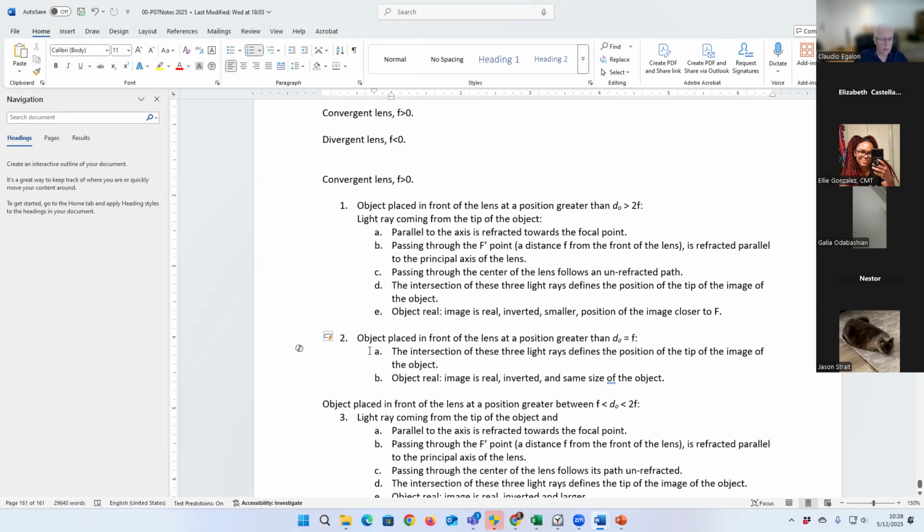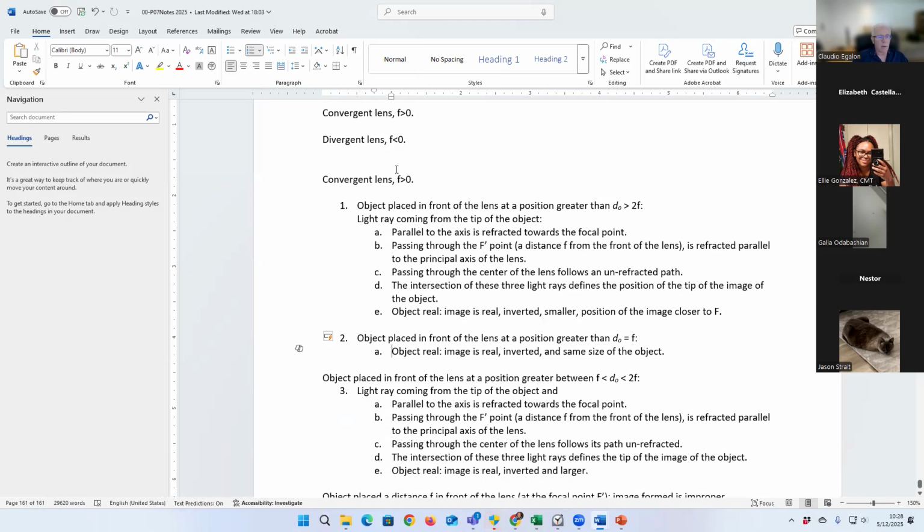Okay, object is real. Object real, image is real, inverted, same size of the object. Equal to F. Same size of the object. And formed at 2F. Right?